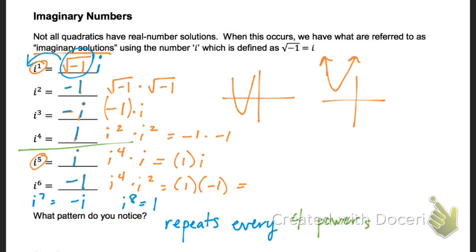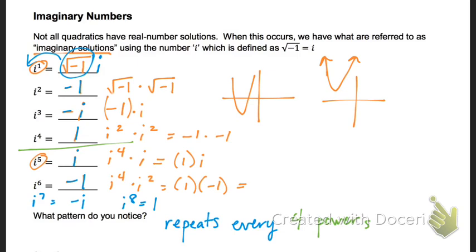So 1 and 5 are going to be the same. 2 and 6, 3 and 7, 4 and 8 would be the same. 5 and 9, 6 and 10, 7 and 11, 8 and 12 are the same. So every fourth power is going to be exactly the same.